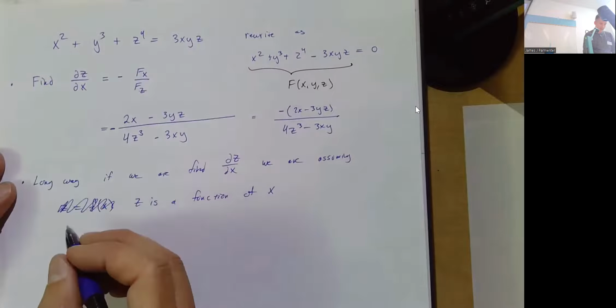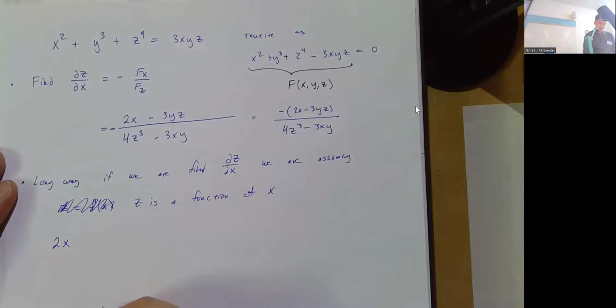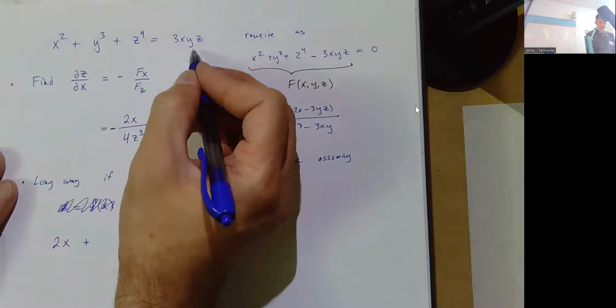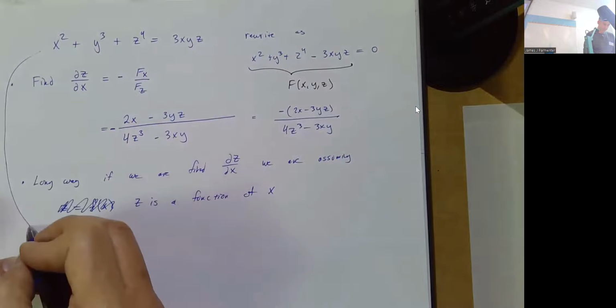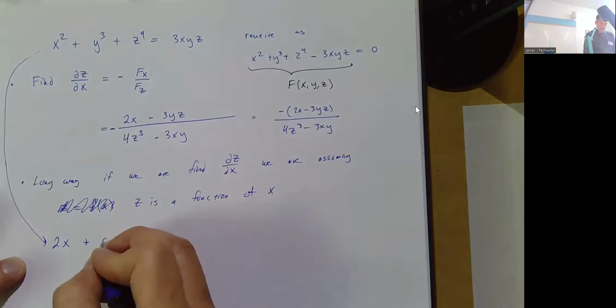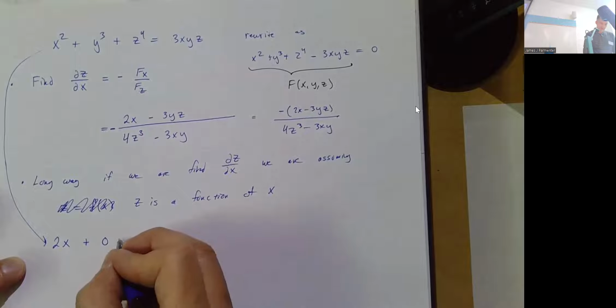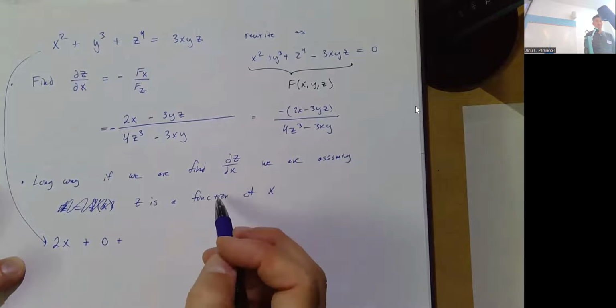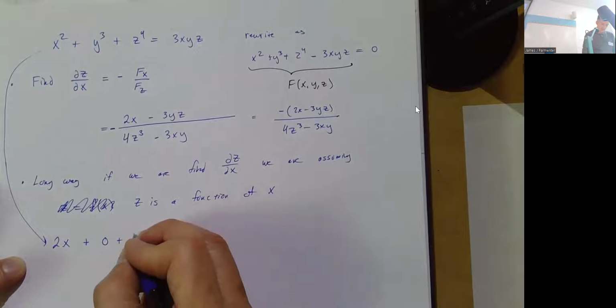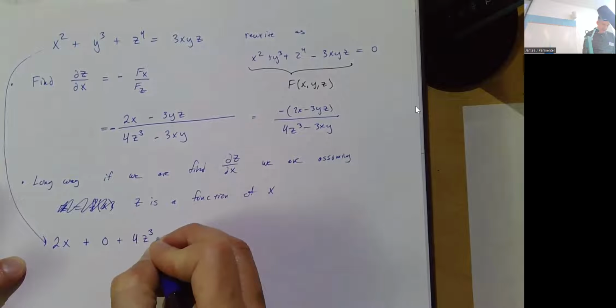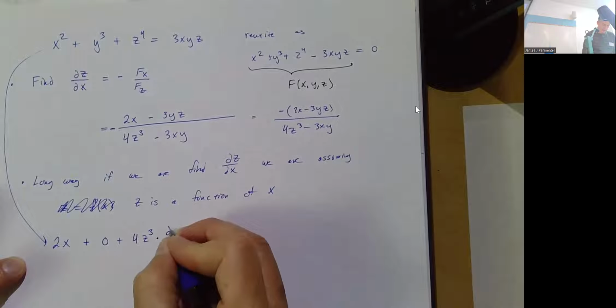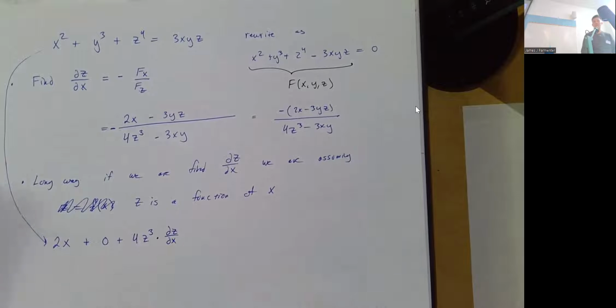So the derivative of x squared is going to be 2x. And I'm just going to use this version here because I can. The derivative of y cubed is going to be 0. The derivative of z to the fourth, since we are assuming z depends on x, is going to be 4z cubed times del z del x. Equal to, I have to use the product rule on the right-hand side now.